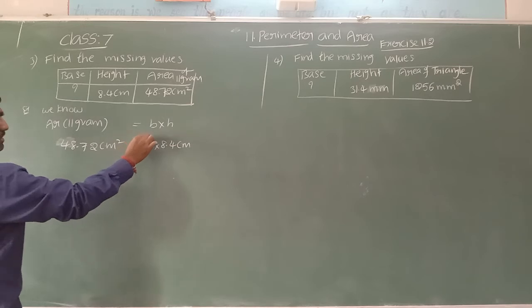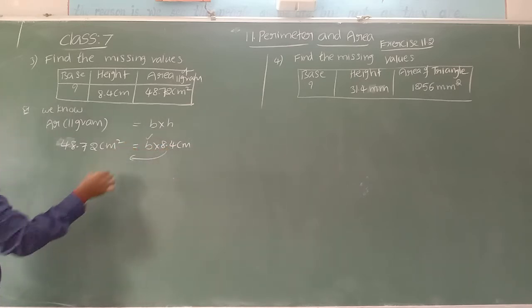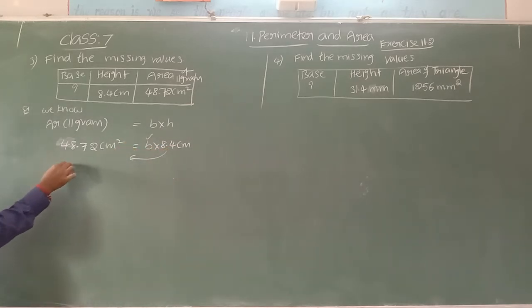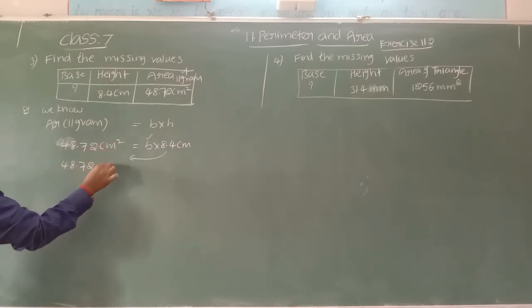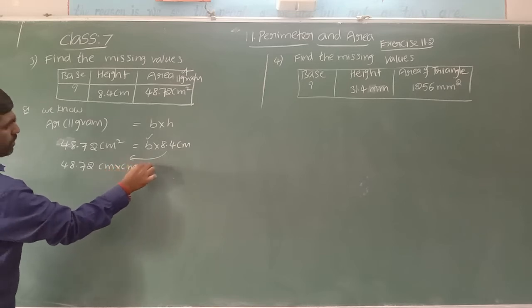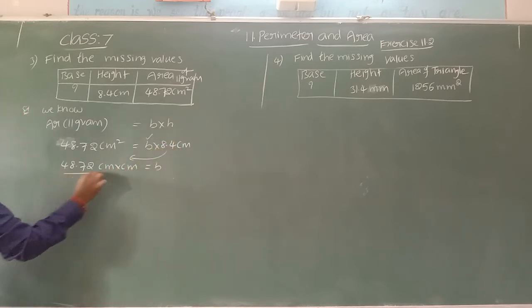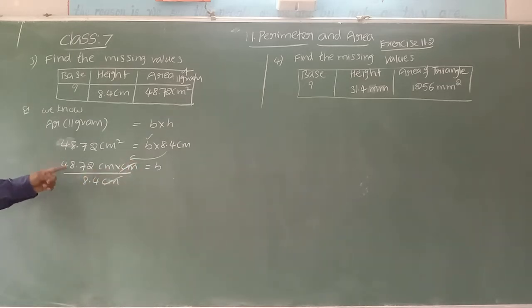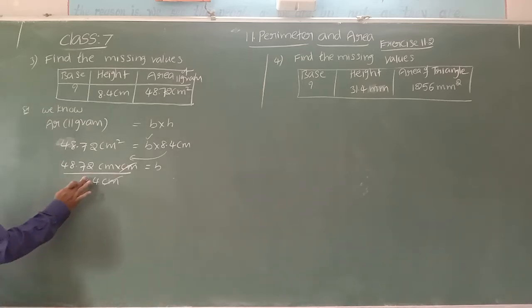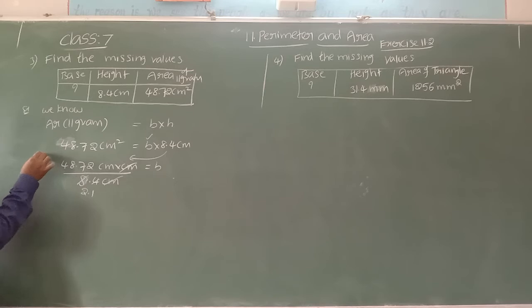Now let us find the base by transposing this 8.4 to the LHS. 48.72 centimeter square into centimeter into centimeter is equal to base. If I transpose, it becomes division by 8.4 centimeter. 1 centimeter cancels. Now both the numbers have 4 as a common factor. Let us divide with 4. 4 2s are 8. 4 1s are 4.